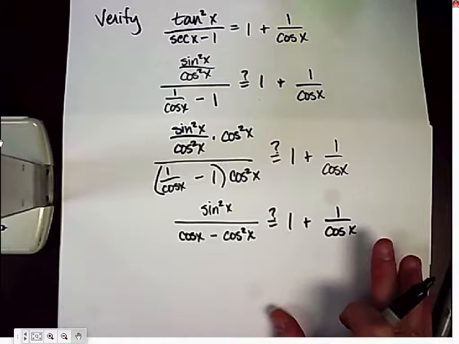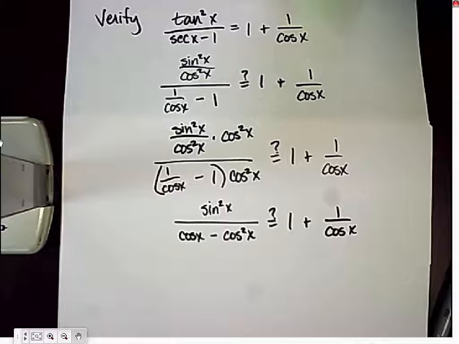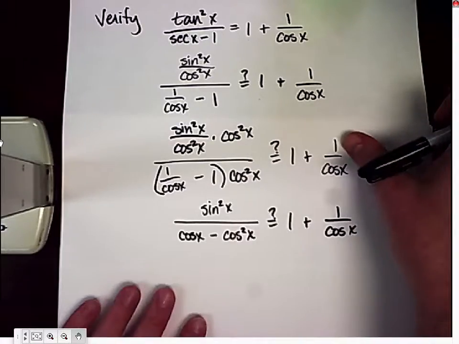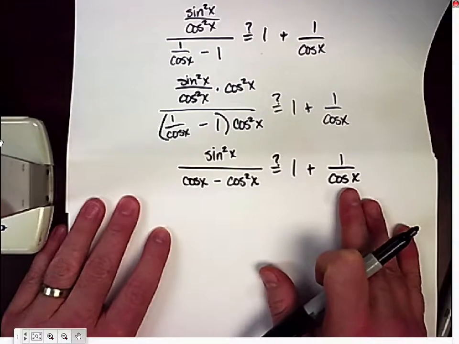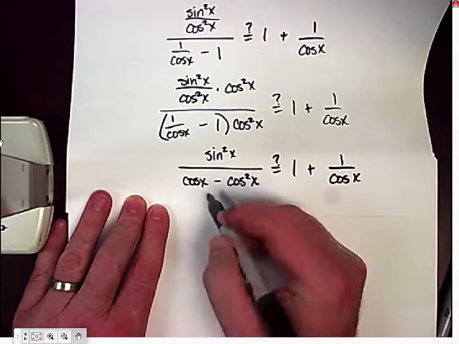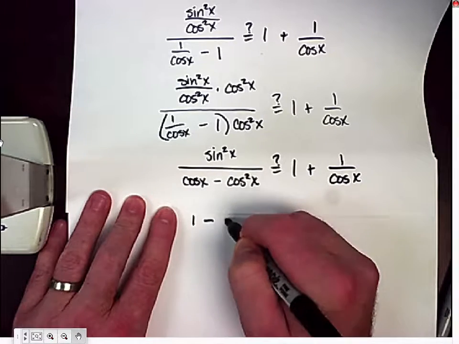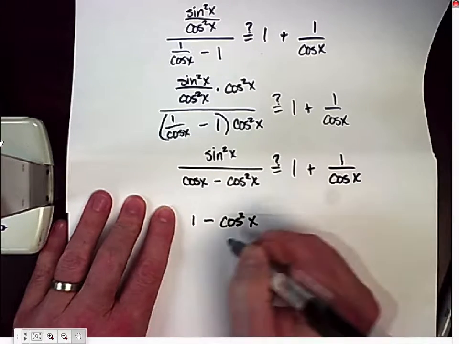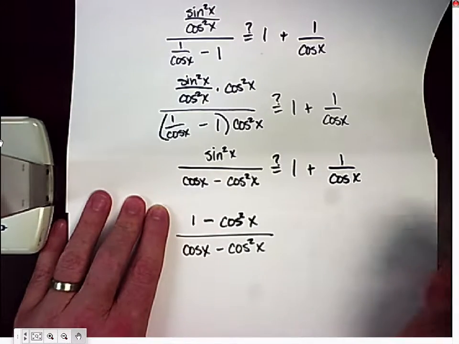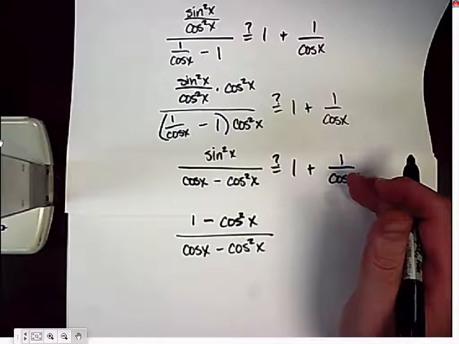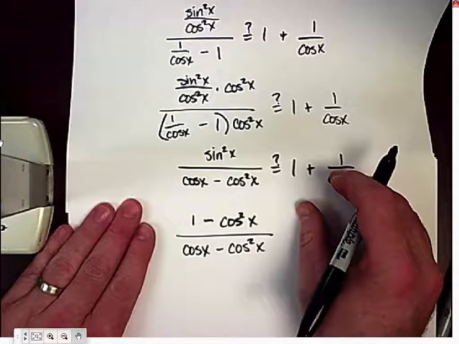Okay. Now at this point, I would notice we only have cosines on the right. We don't have any sines, right? So at some point, we got to get rid of that sine squared. How could you write sine squared with cosines? Sine squared x plus cosine squared x is 1. So this would be 1 minus cosine squared x over cosine x minus cosine squared x, right? Now we need to factor the top and the bottom.